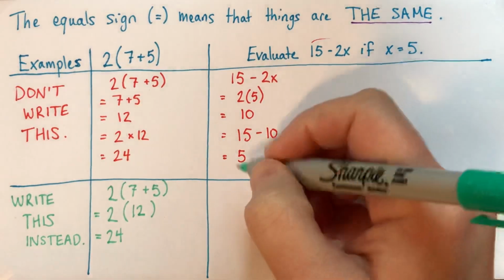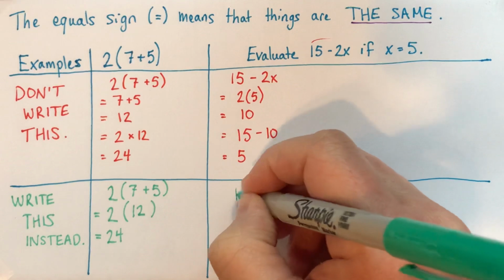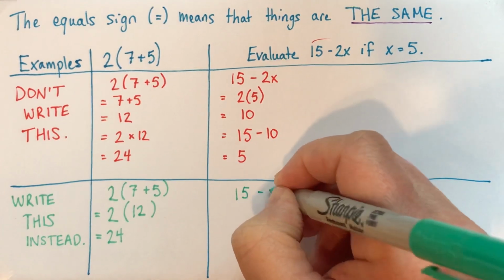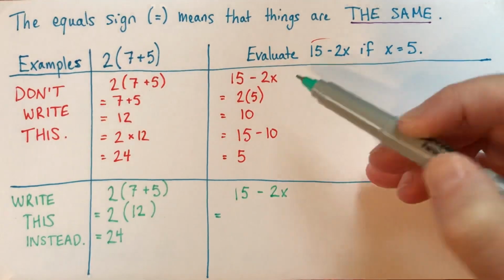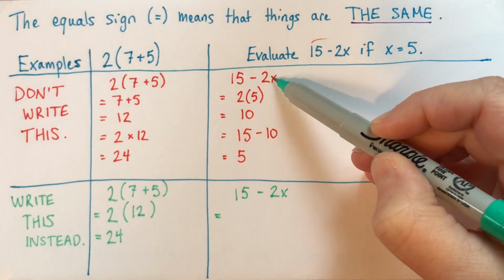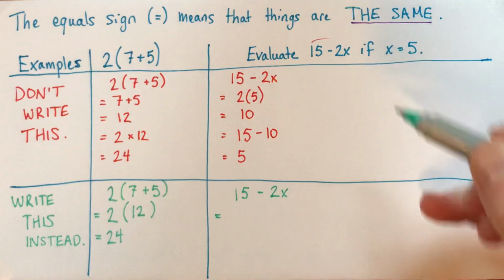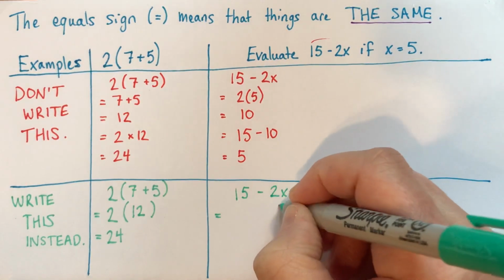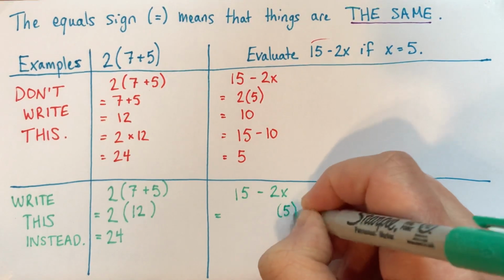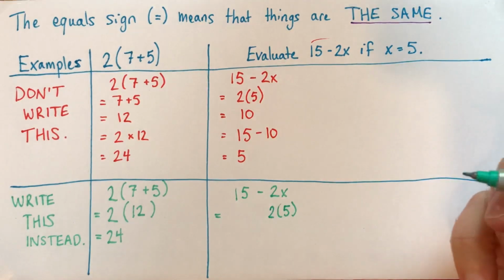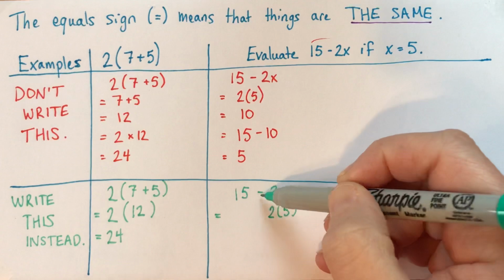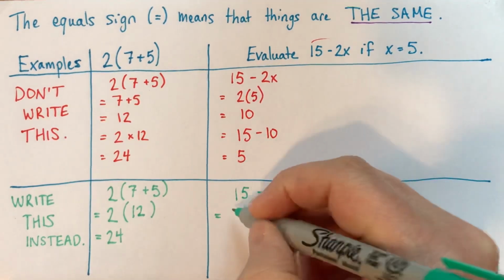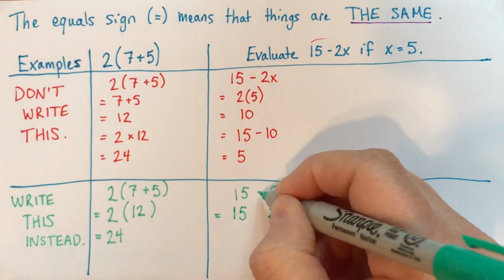So what I'd like you to do instead, we'll again copy the expression, 15 subtract 2x. And now we're going to do this as well. We'll substitute it in brackets, so replacing our x with 5. We have 2 times 5. But instead of leaving this line like this, we're going to copy the rest of the expression that we haven't used yet. So I'm just copying this down.